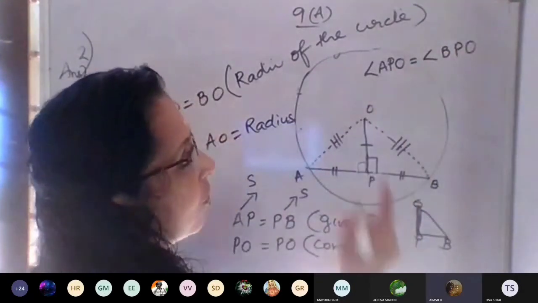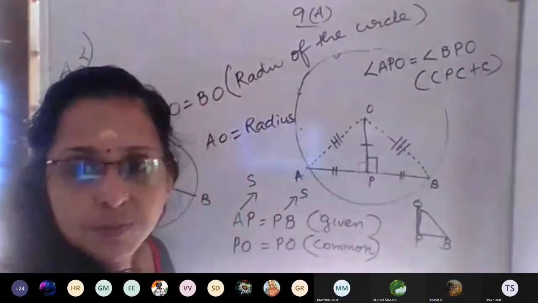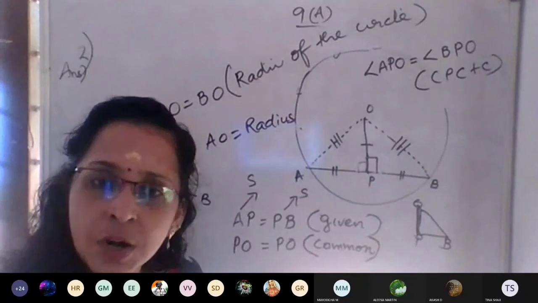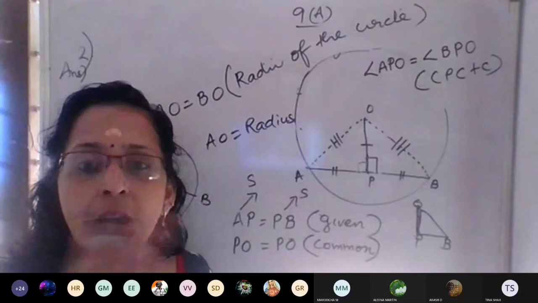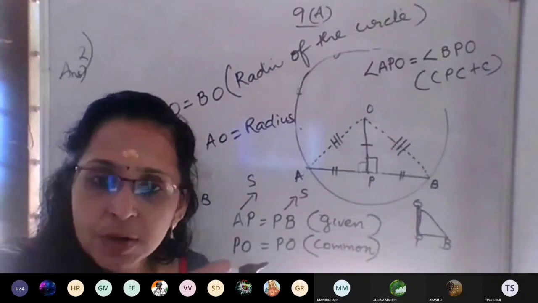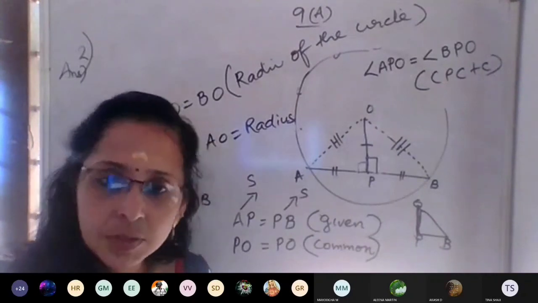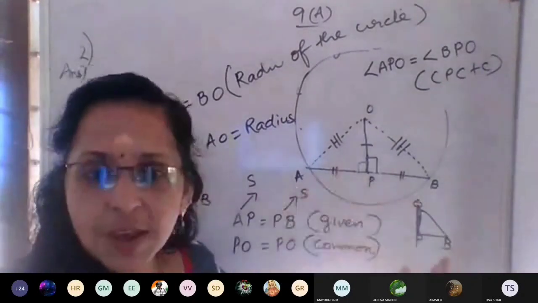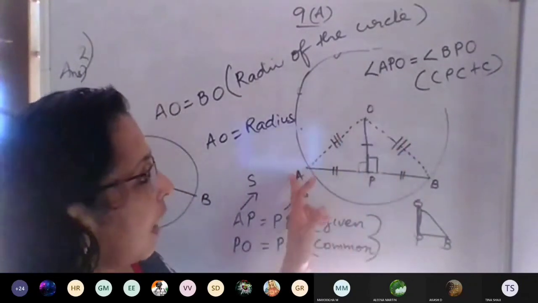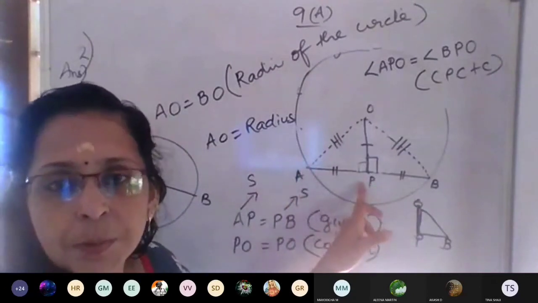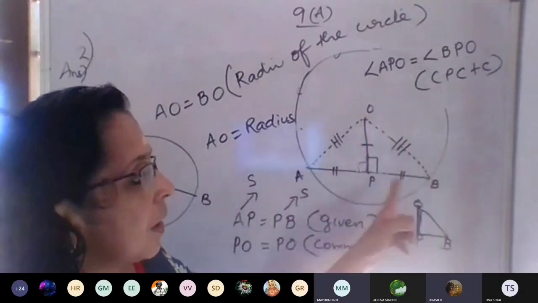What is the reason for that? CPCTC: corresponding parts of congruent triangles are congruent. Understood? Sides are equal means angles will be equal. We proved that 2 triangles are congruent, so we can directly say that 2 angles are equal. Why are we not writing the others? It is simply time wasting. We can say angle OAP is equal to angle OBP.